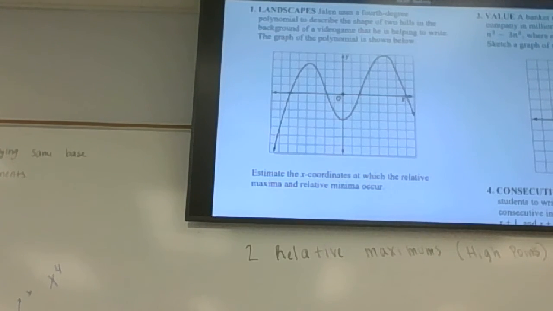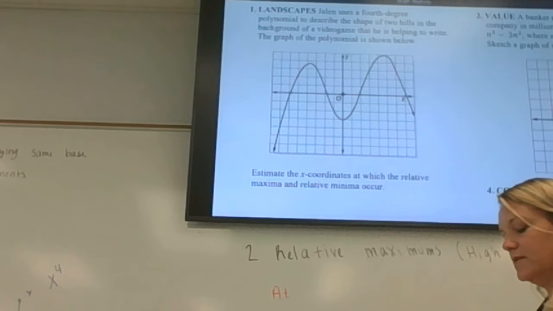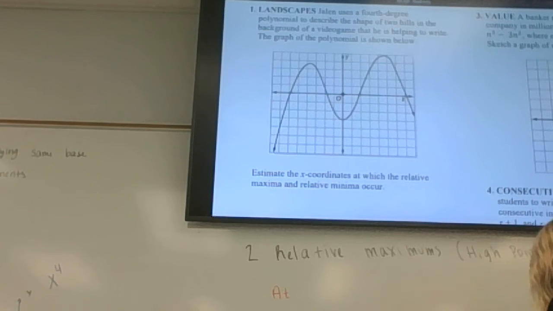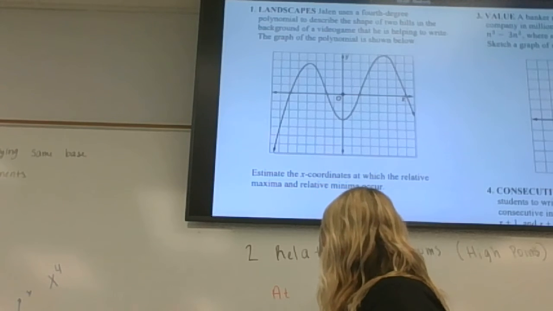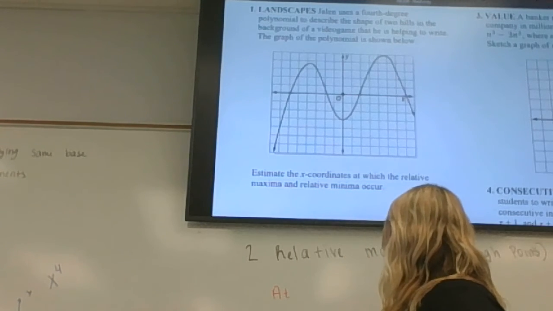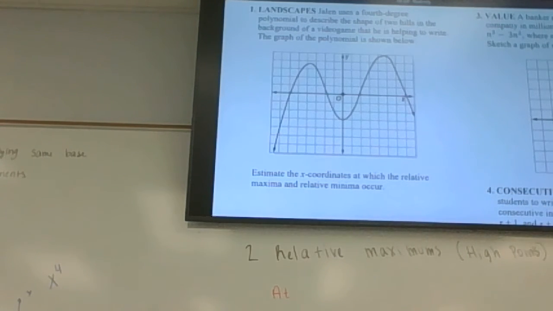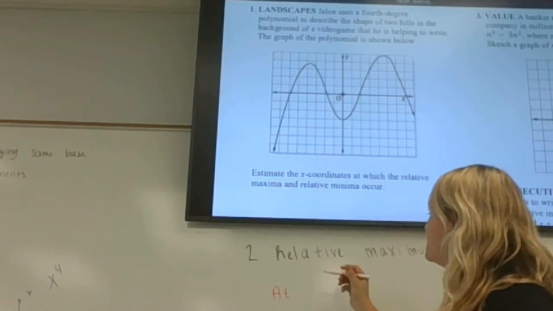All right, discuss in your groups where the high points are. Write them down. Where are the high points? It has 1 relative minimum. Okay, a relative maximum. So here's a maximum.